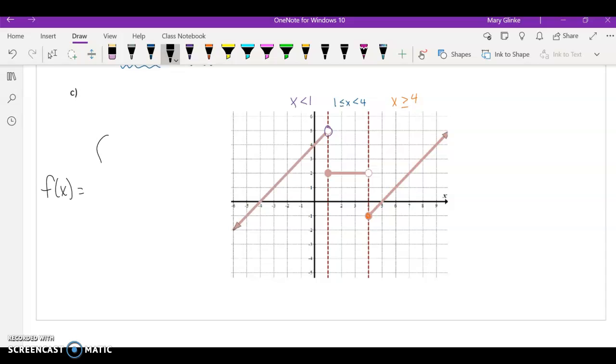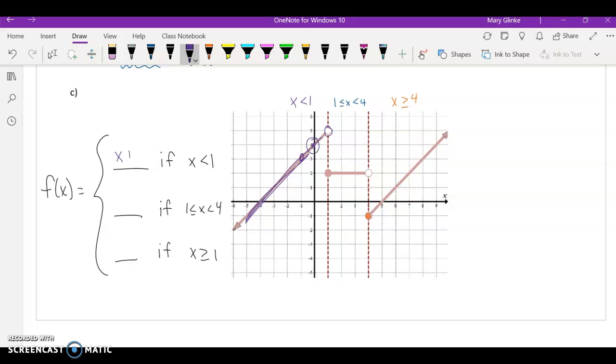So for our function notation, this is one where there's going to be 3 separate parts. The first one is the leftmost one, and then the middle one, and then the rightmost. So we need to find this rule here. Our slope is 1, and our y-intercept is 4. For this middle one, it's a constant, so the slope is 0. So you just use whatever your y value is there. So it's just going to be 2.